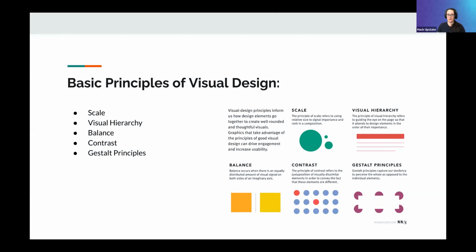So we have scale, we have visual hierarchy, we have balance, we have contrast, and we have a fancy word, which is Gestalt, which I believe is German, which basically means looking at the whole thing as a whole. Looking at a whole page together instead of just each individual element.